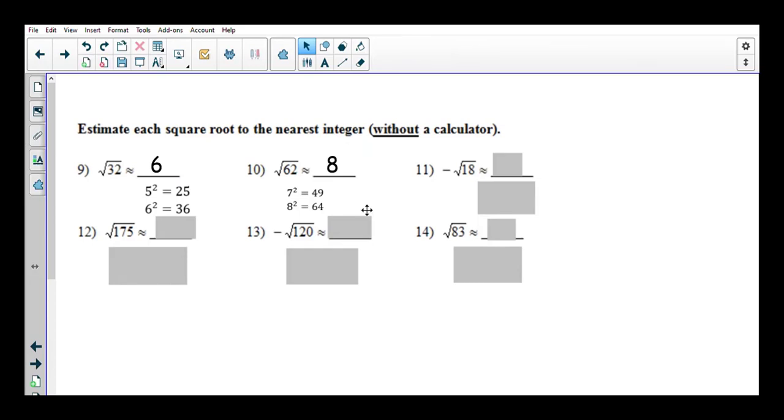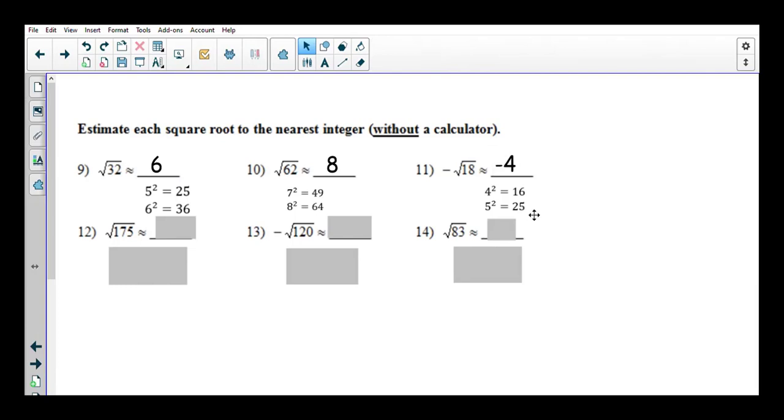Number 11, negative square root of 18. So I ignore the negative. 18 is not a perfect square, but 16 is, as is 25. So this is going to be between 4 and 5 because 18 is closer to 16. This is closer to 4, but put that negative sign in front of it, so it's about negative 4. I know these are tough. These are not easy questions.